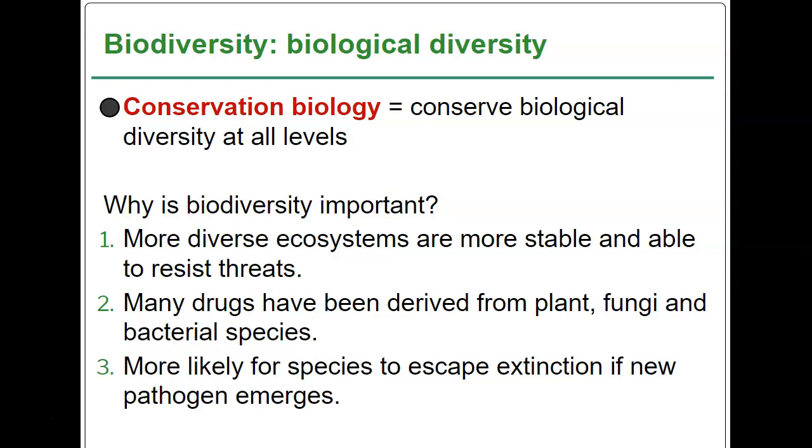Again, diversity is kind of a measure of the different species that we have and how many. And why should we care about this? We have talked previously about how diverse ecosystems are more stable. They can resist threats like disease or invasive species. It helps to have diversity because as humans, many medications and drugs have actually come from plants and other bacterial species that exist. And the more diverse a population is, it can avoid being wiped out if new pathogens emerge.